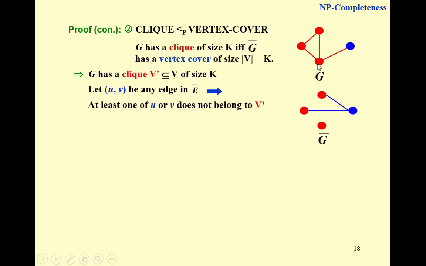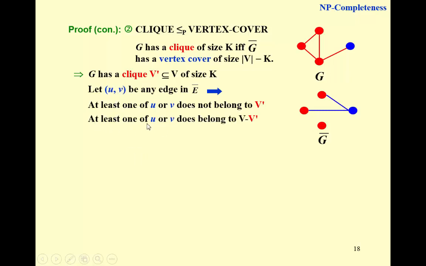And what's going to be wrong? Because this is a complete graph, a so-called clique. A clique is a complete graph. Therefore, if two vertices are in this clique, then the edge between them must belong to G, must be red as well. And it cannot be blue. So that is the contradiction. So we have proved that for any blue edge, at least one of its endpoints must be blue.